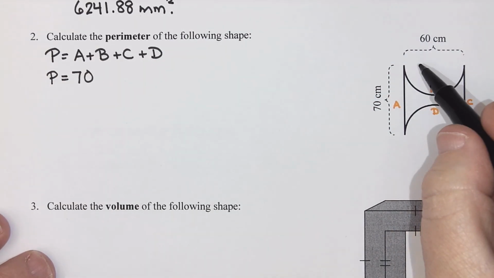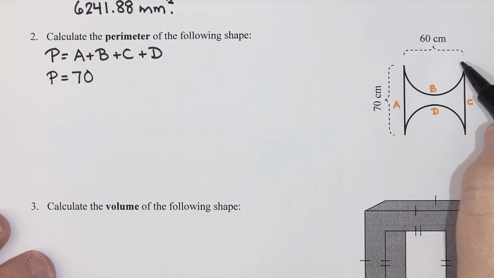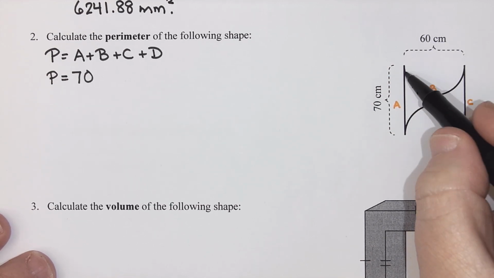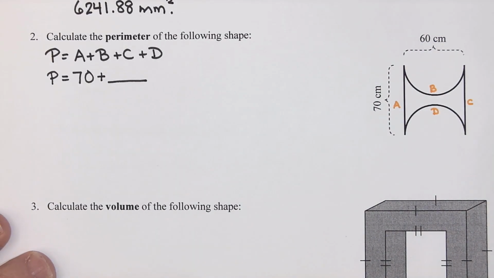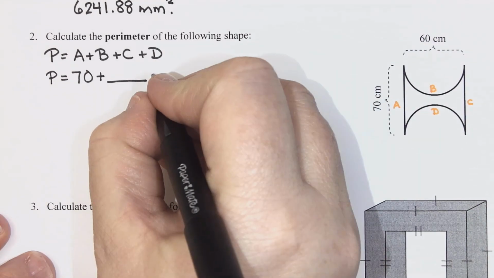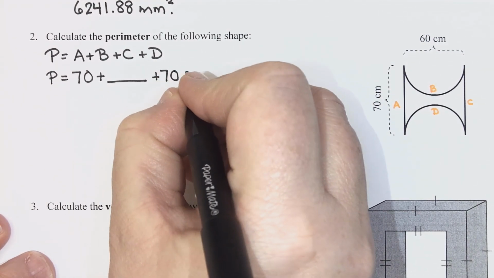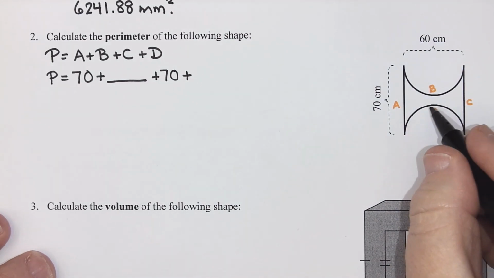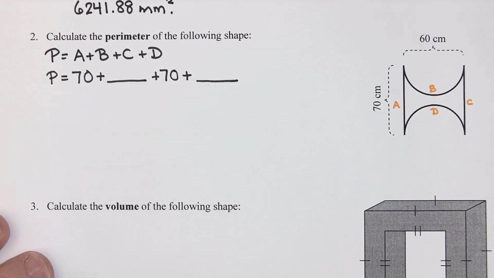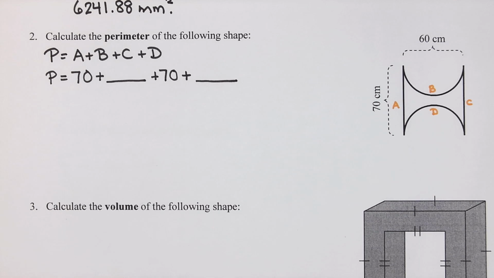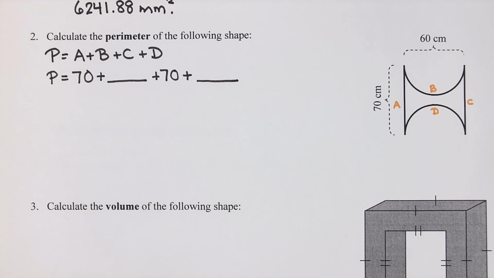And then side B, this marking is 60 centimeters, but this side is curved, so I don't think that's 60 centimeters. We are going to have to try to figure out what it is. We will come back to that. C is the same as A. It is 70 centimeters. And then side D also is curved, so I have to try to figure out what that side is. So in order to calculate my perimeter, I am going to have to try to figure out what is happening with those 2 curved sides.